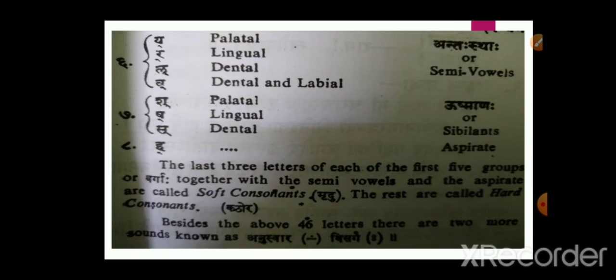All this comes under soft consonants, which are Mrudu Vyanjanani. Mrudu means soft, Vyanjanani means consonants. Now let's see what are the hard consonants. Hard consonants are called Katora Vyanjanani. So, apart from whatever we have discussed under soft consonants, the rest of the letters are called hard consonants. Let's see them.